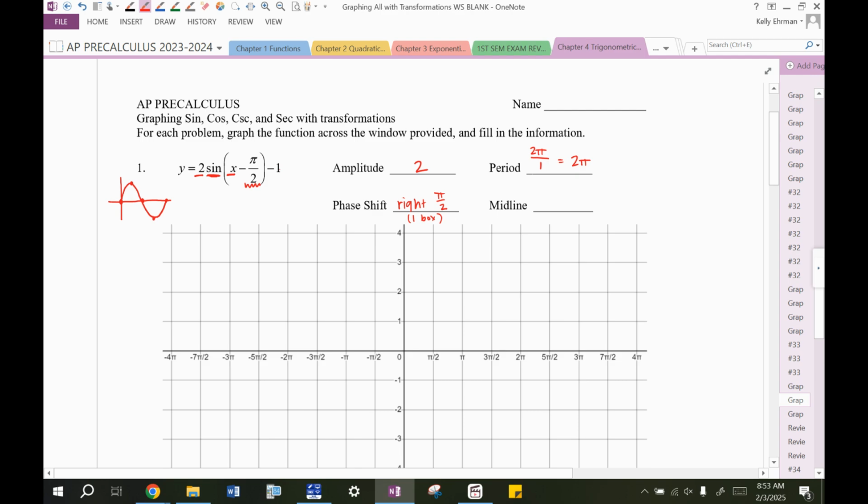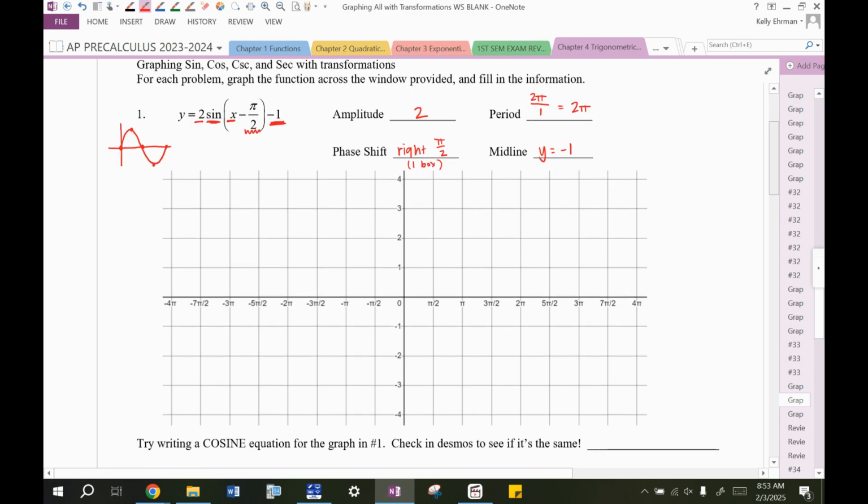Is there a midline other than 0? Yes, there's the shift of down 1. So the midline is y equals negative 1. So let's draw our midline through negative 1. And I also want to do the phase shift.